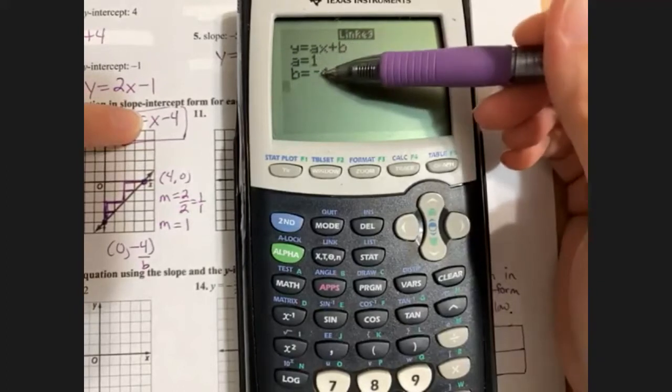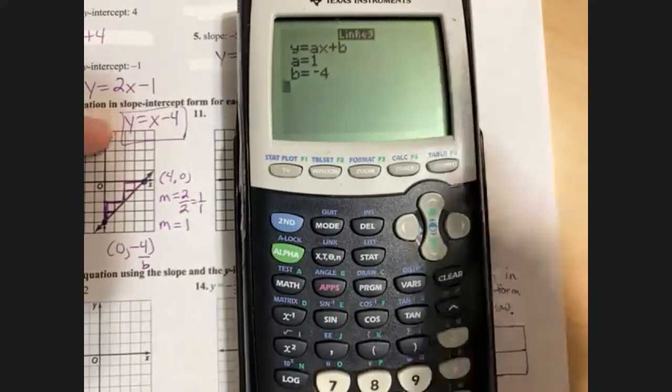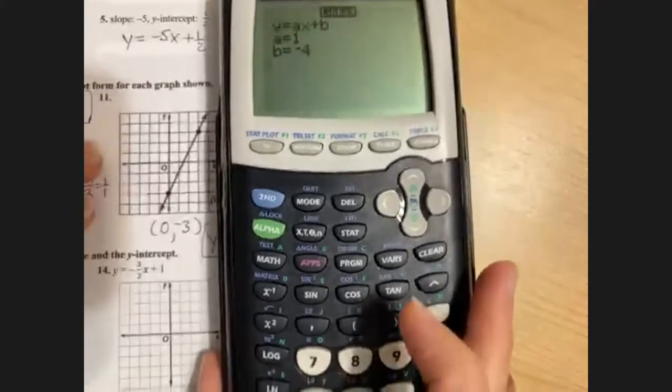And then minus 4, that's my negative b. And there's my equation right there. Okay, so that's another way to check it. So I'll go through this one more time.